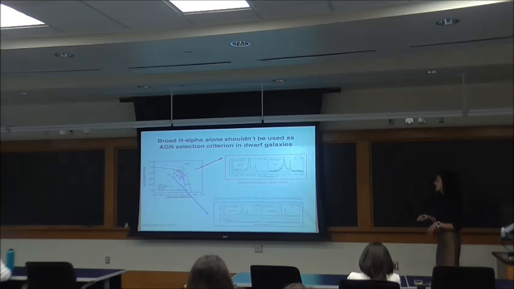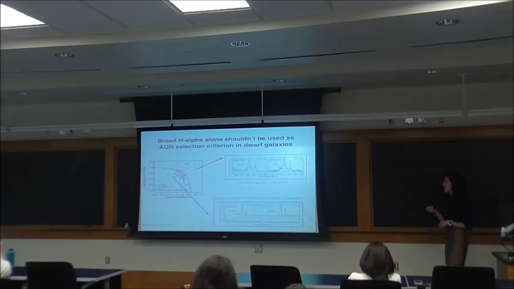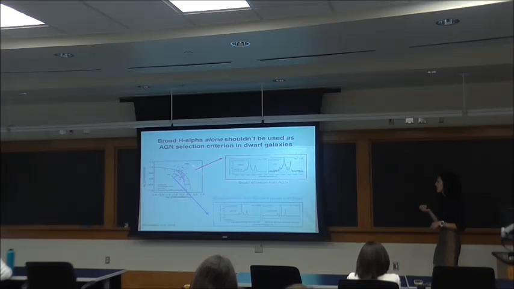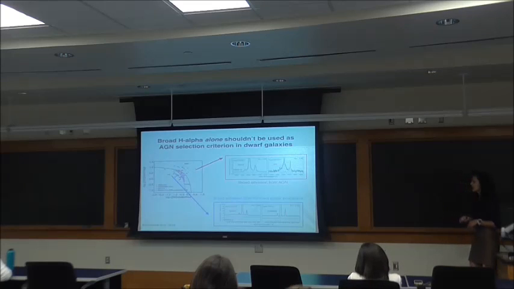So the take-home message of that project is that broad H alpha emission alone cannot be used as a way to select AGN in dwarf galaxies. For basically all of the galaxies that had broad H alpha emission in the star-forming region of the BPT diagram, we saw that that broad H alpha emission faded in follow-up observations, suggesting that it was not from an AGN, but instead from a type 2 supernova. However, the narrow line objects we feel confident are AGN. Their broad H alpha emission was still present in follow-up observations, and so those are fairly secure objects.